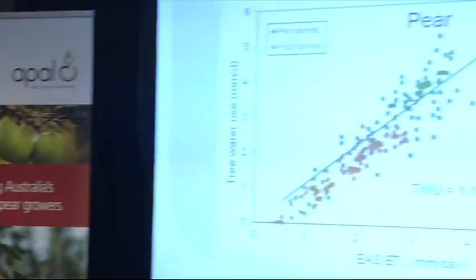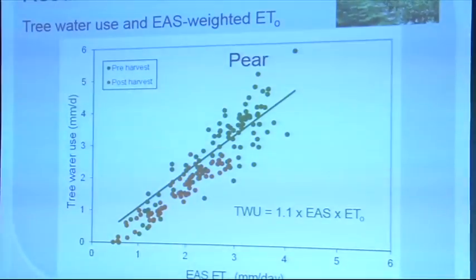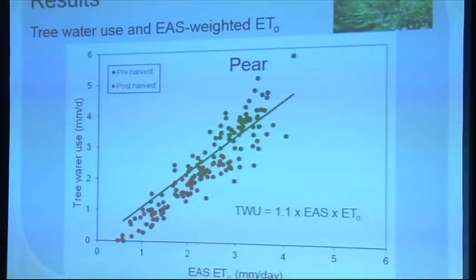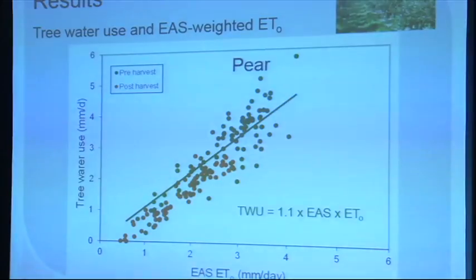So yeah, when we start looking at these relationships between our tree water use measured with our sap flow versus our ETO multiplied by our radiation interception, this is the relationship that we get. So every one of those points is over the whole season, multiple sites in an orchard, so it's the average of all those multiple sites in the orchard.